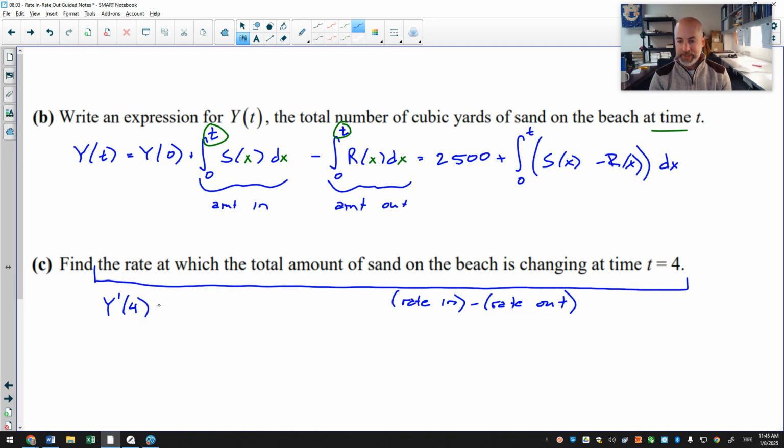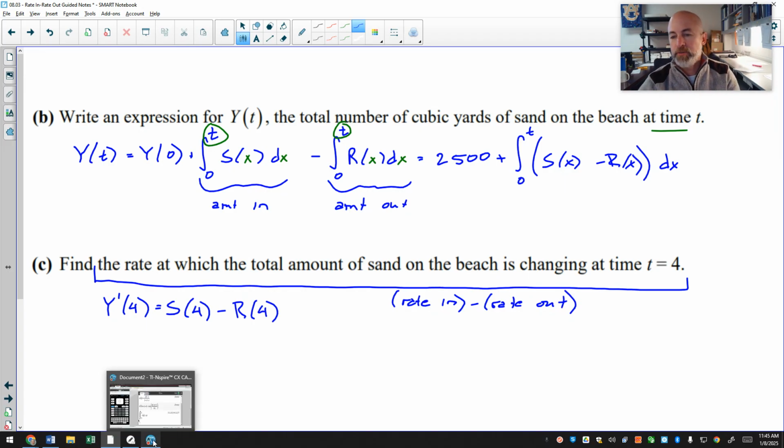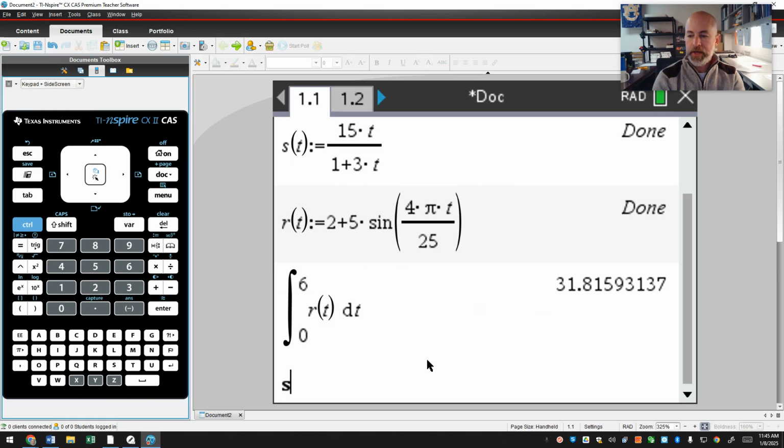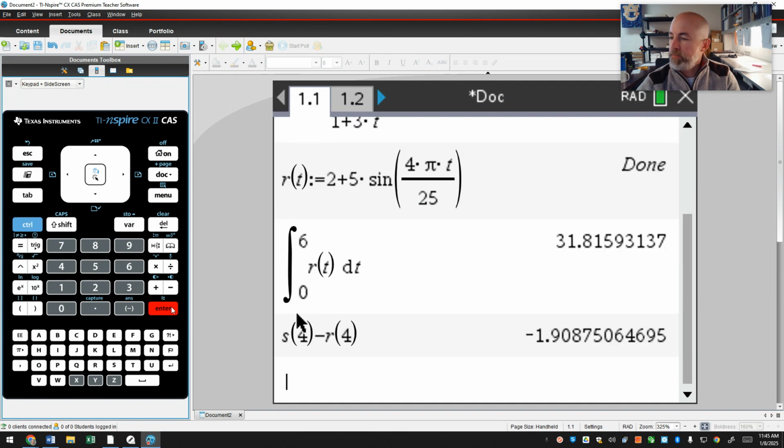Well, my rate in is the function s at 4 minus my rate out, which is my function r at 4, and I have both s and r defined in my calculator, so I'll go back to my calculator, and I need to do s of 4 minus r of 4, and again I'm going to hit Control Enter to force the decimal, and I'm getting negative 1.9087.